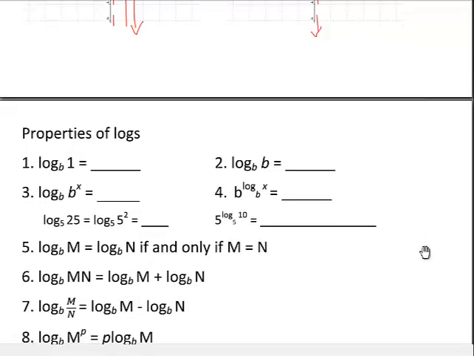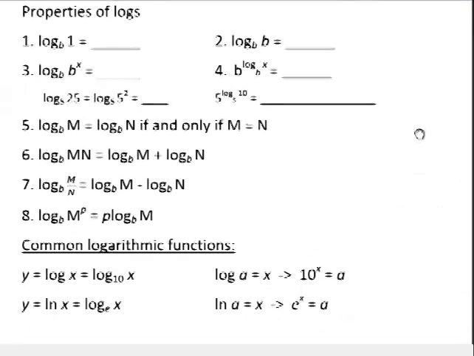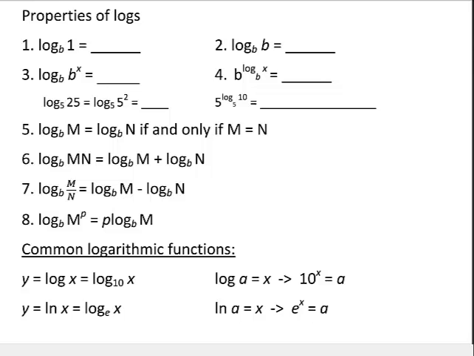So let's get into some properties of logs. The first property we're going to look at is this one. It's one we've already seen. B to the 0 power is 1, so the log base b of 1 is 0. Over here, we can put this into the exponential form if we like. But what power do we have to put on b to get b? The answer to that is 1.